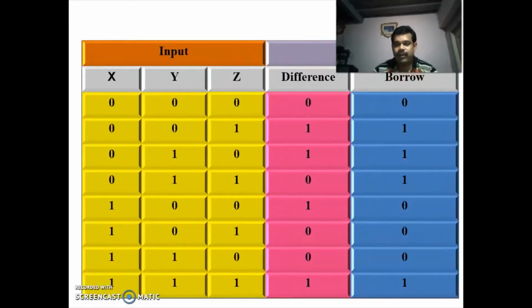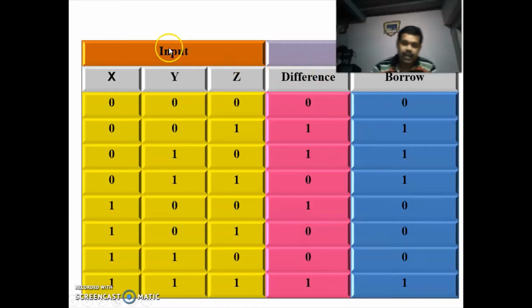So from this truth table, we understand that we are having three inputs and two outputs. The inputs indicate that there are three variable maps to be drawn, and the outputs indicate that we have to draw two three variable K maps. When you check the columns, we have to draw two K maps, one for difference and another one for borrow.